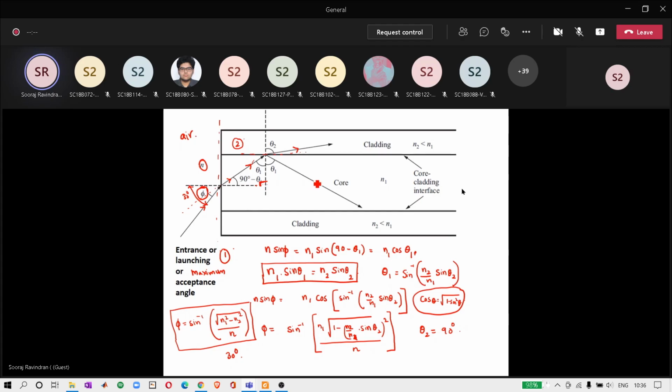You will have some reflected ray, but you will also have a refracted ray. That means after a few multiple internal reflections, the ray would die off. You will have nothing at the receiver. So this angle is called the maximum acceptance angle. So please remember this word, maximum acceptance angle.